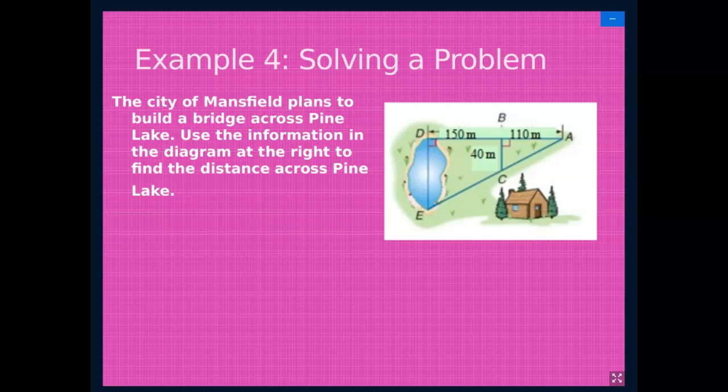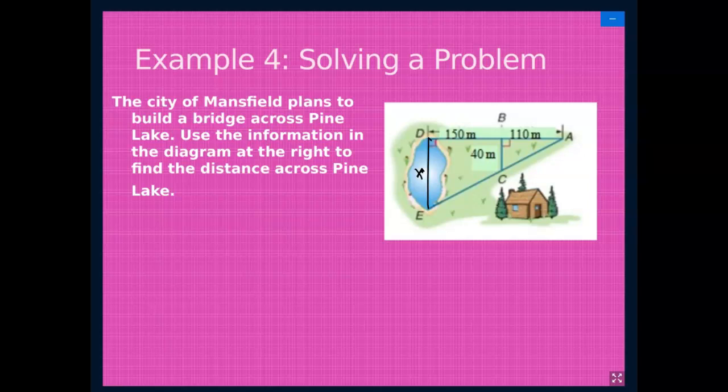We can also use the idea of similar triangles to help us solve problems. So we have this city and they're trying to decide how long they need to make a bridge. So here's the bridge they're trying to design. They want to know how long that bridge needs to be. So we are trying to determine this length right here. So we're looking for that x.